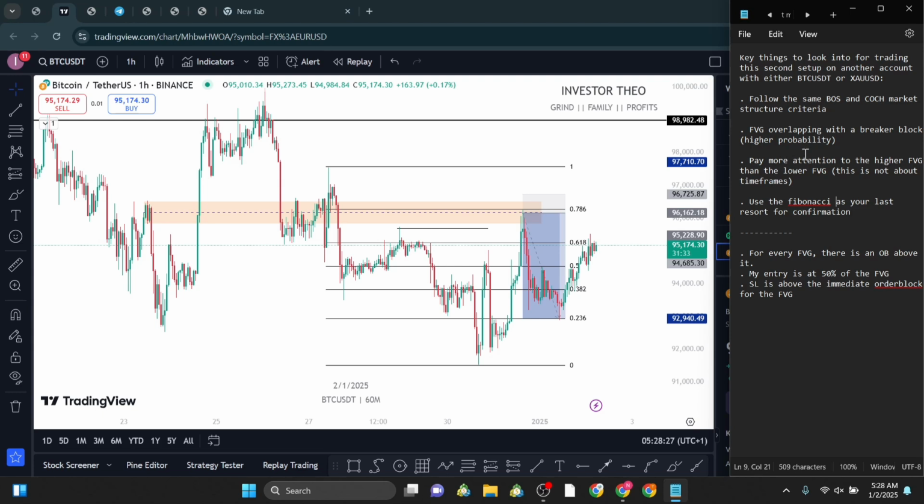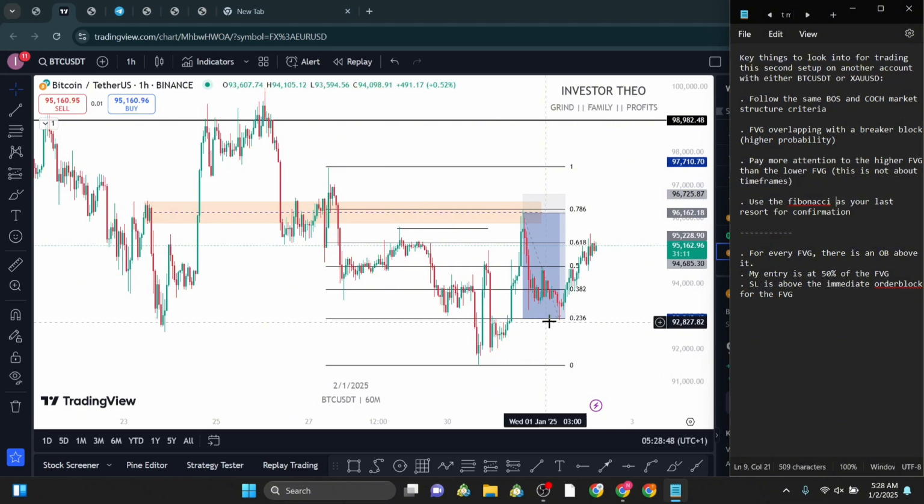And then we also know that we need to pay attention to the higher FVG rather than the lower FVG. This is not about time frame right now. If you are looking at the 1 hour time frame and analyzing everything from the 1 hour time frame, there's a higher fair value gap and there's a lower fair value gap. Majority of the time you pay attention to the higher one rather than the lower one, so I can get sniper entries and the likes, which I will explain better very soon.